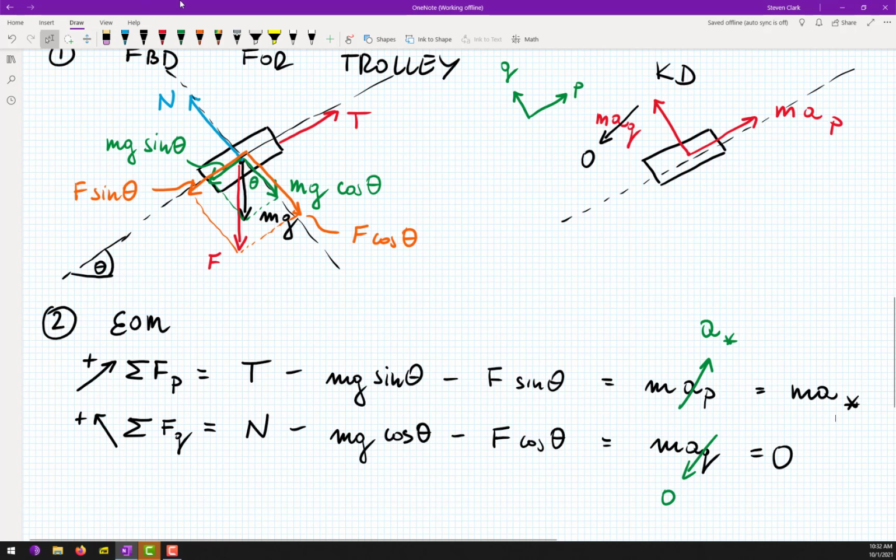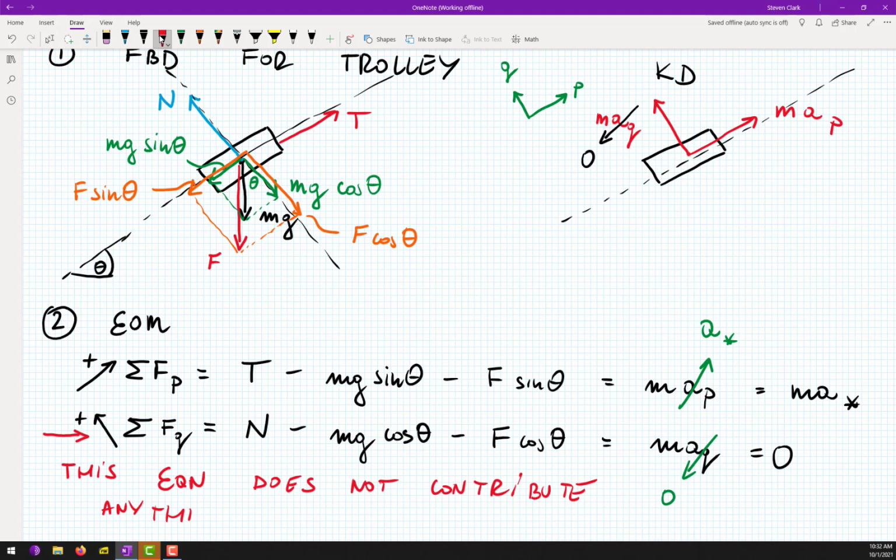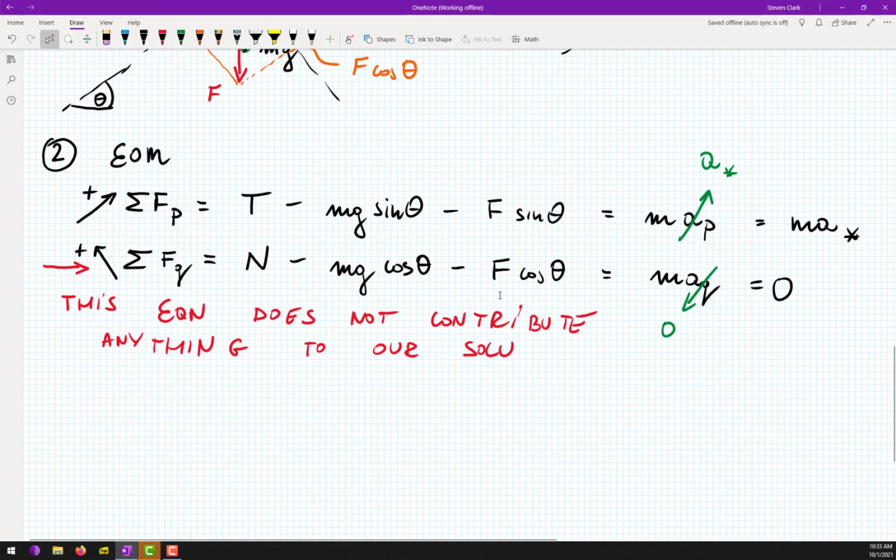Okay, so yesterday I solved that problem, and I noticed that we don't need this expression. This equation does not contribute anything to our solution. Sometimes that happens. This equation does not contribute anything to our solution. But the first one does.